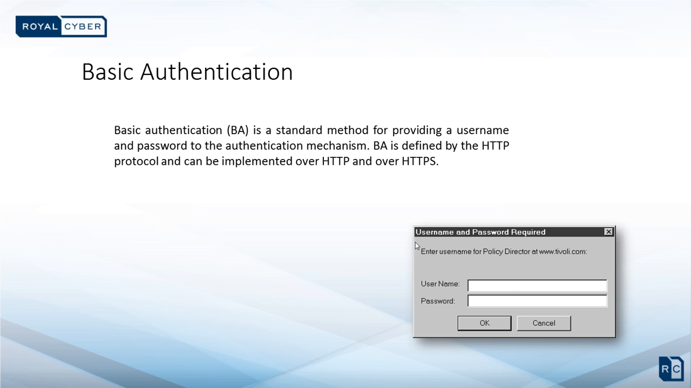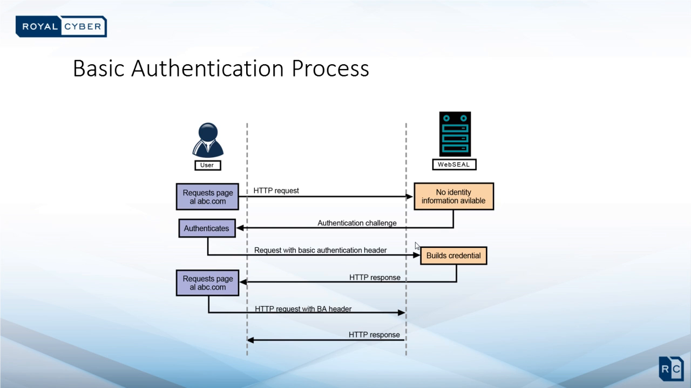When WebSeal sends a basic authentication challenge to a browser, the browser opens up a dialog, as you can see in the image here, challenging the user to enter their user ID and password. After the user enters their credentials, the browser sends its original request again, this time with the user ID and password included in the BA header of the HTTP request. WebSeal extracts this information from the header and uses it to verify the identity of the user. Within WebSeal, this is basically the process of basic authentication.